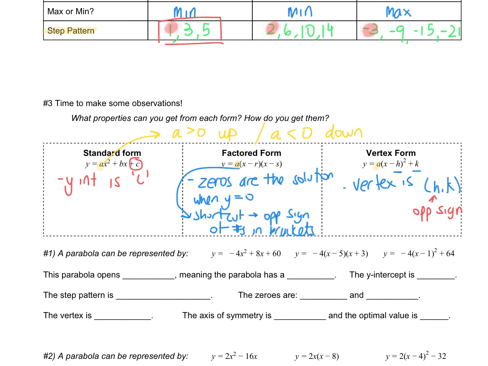So I'm going to make a note. So our original step pattern, I'm just going to write SP for step pattern, is 1, 3, 5. The new step pattern is going to be your a value times 1, 3, 5. And there we go. Now, let's try to take these properties and apply them to a few parabolas.